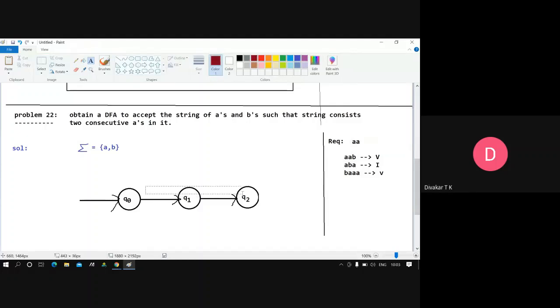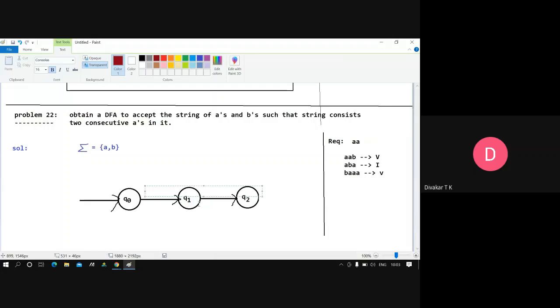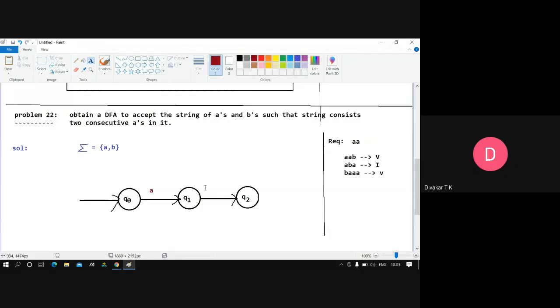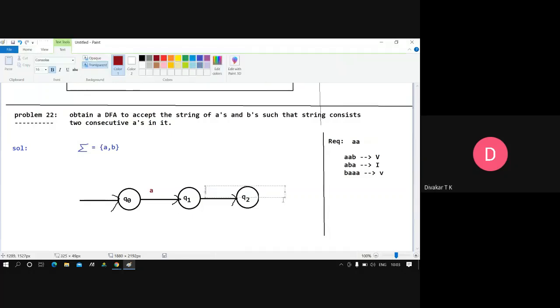Now, what symbol am I supposed to write for Q0 to Q1? Yes, sir. Very good, the answer is right. Next, from Q1 to Q2, what am I supposed to write? B. How come B? Sir, two A's means A, sir. Yeah, two A's. I have not told that, A, B here. Just two A's.